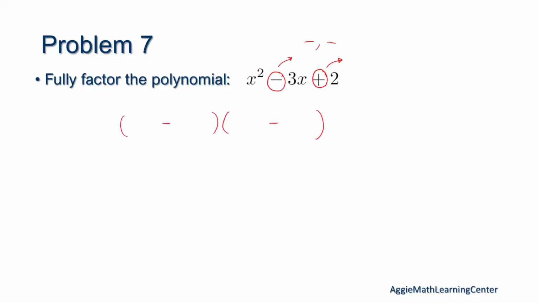So we know that there's a negative sign here. And since it's just x squared, what would our first term be? X. The only thing that can multiply to be x squared is x times x. Perfect. And then like you said, this 2 here, the only thing that can multiply to be 2 is 2 and 1.